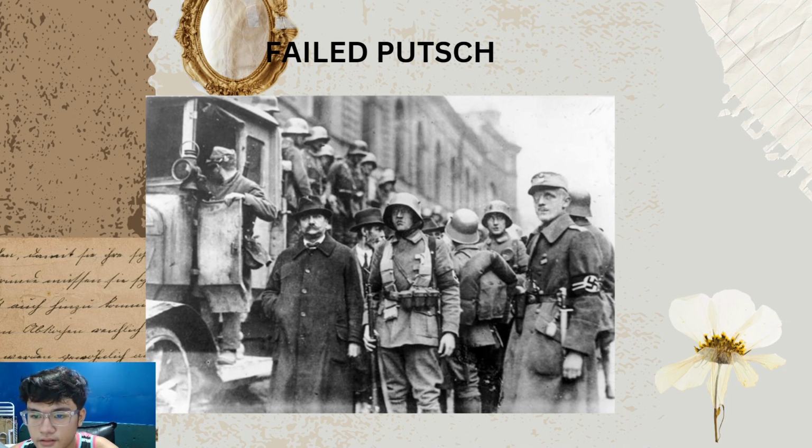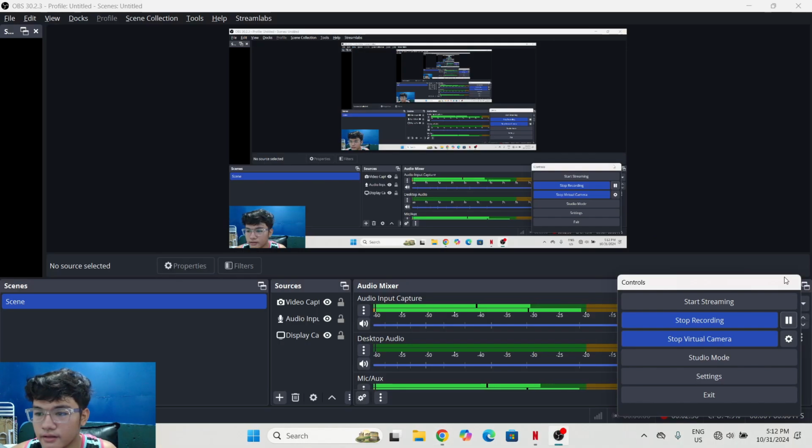The putsch was unsuccessful and Hitler was arrested and imprisoned. While in prison, he wrote Mein Kampf, a book that outlined his political beliefs, including his anti-Semitic views. These views would later be used to justify the Holocaust, the systematic genocide of 6 million Jews during World War II. Despite the failure of the putsch, it marked a turning point in Hitler's career. He used his time in prison to solidify his ideas and gain attention for his extreme ideology. This eventually led to his rise to power in Germany in 1933.